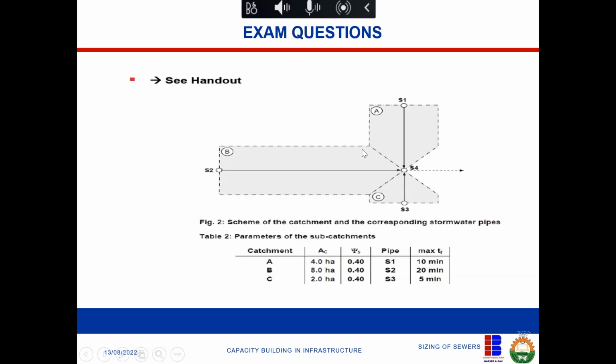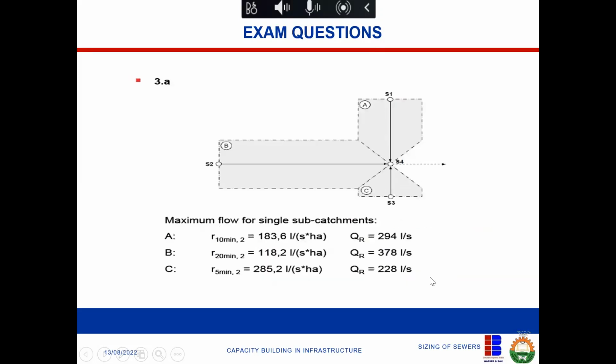So you could see there are 3 catchments: catchment A, catchment C, catchment B. Catchment A is 4 hectares, but the peak runoff coefficient is 0.4, right? And the maximum time is 10. B is even looking big, too long, right? And therefore, the maximum runoff time would be 5 minutes, and so on. The reasons are self-explanatory.